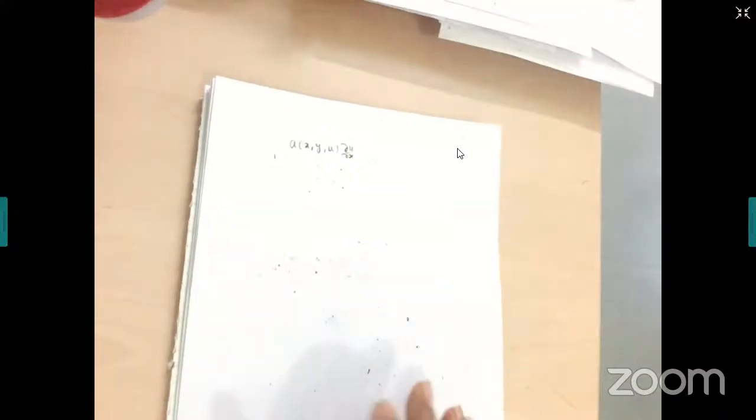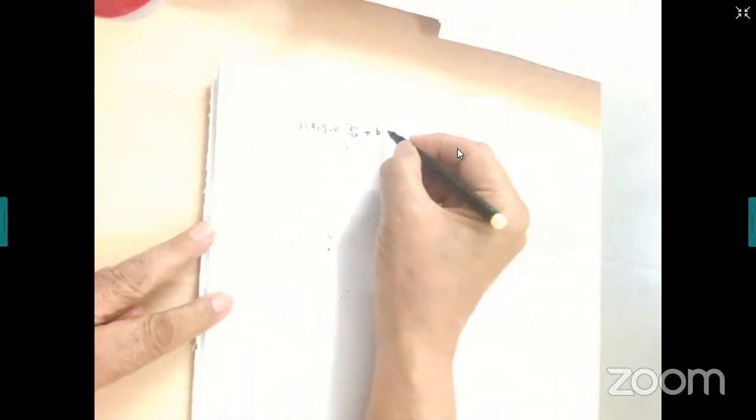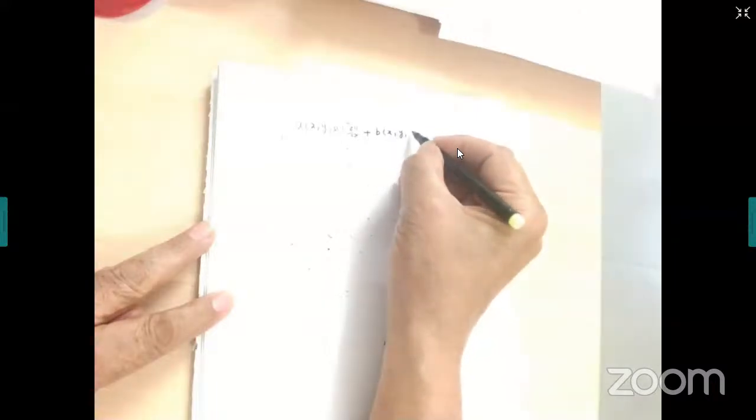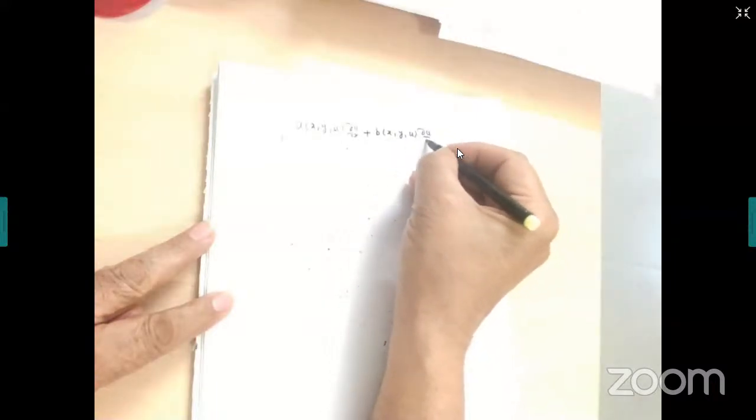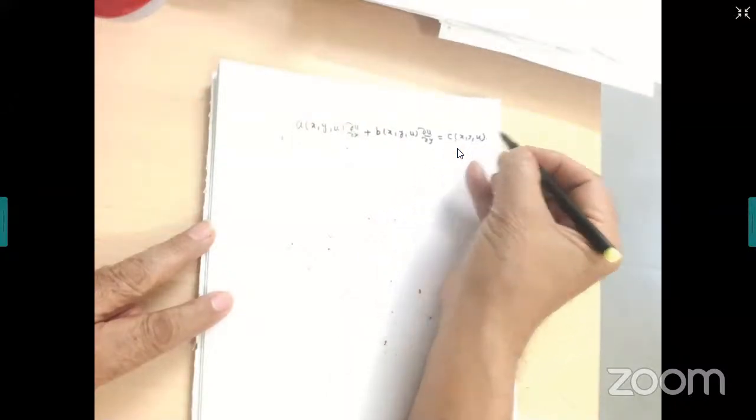Sir, the writing is not clear. You are not able to read on the screen? Let me use Zoom. Are you able to read now? B ∂u/∂y equals C. It's visible now, sir. All right.